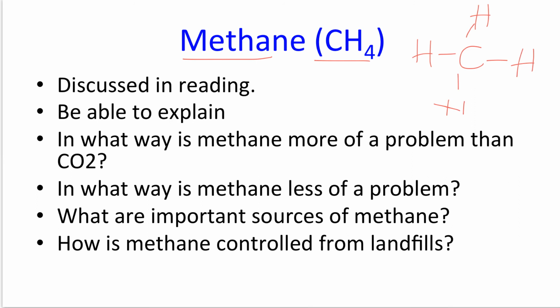Your reading talks about this, and so I'm not going to go over it, but some things that you should be able to explain. First, in what way is methane more of a problem than carbon dioxide in terms of warming of the atmosphere? And then conversely, in what way is methane less of a problem? Third, you should be able to explain what are important sources of methane. And fourth, how can we control methane? Your reading talks about how specifically we control methane release from landfills.